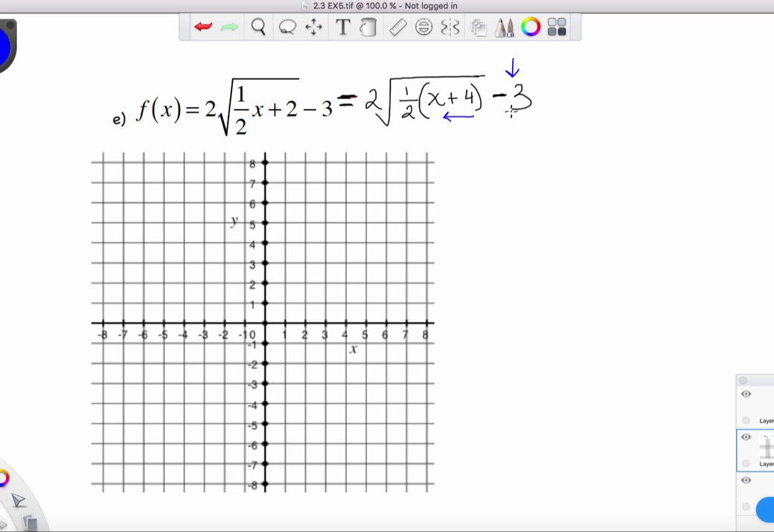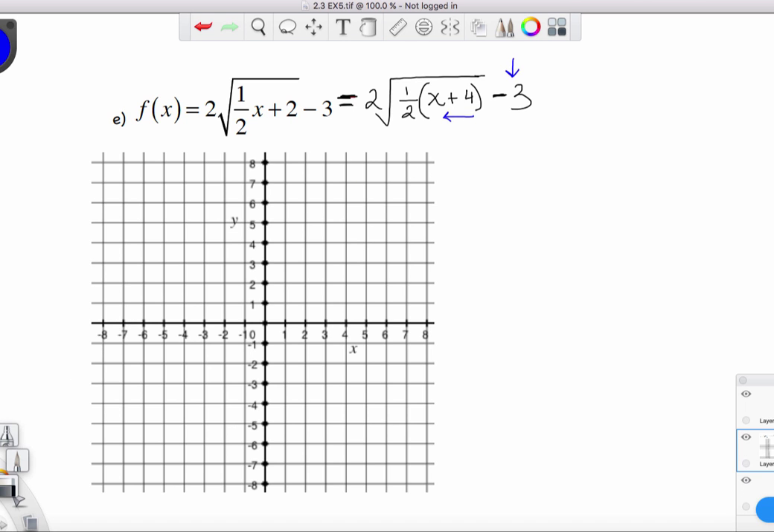Remember, on the outside of your function, that's your up-down movement, and whatever the sign is, that's what you're going to do. If it's plus, go up. If it's minus, go down. And then your left or right shifts are on the inside of the function, and it's opposite of what you think it should be. When you see +4, you go left, and when you see -4, you go right.